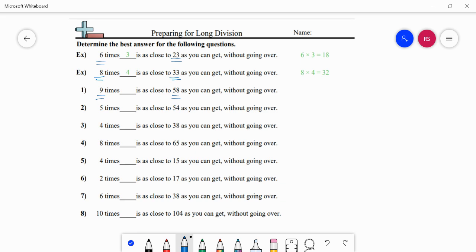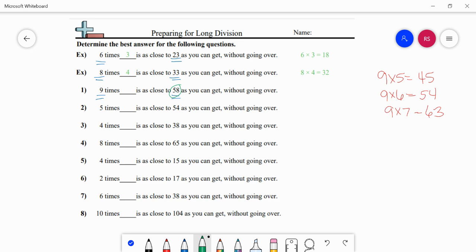58 is a larger number, so maybe I'll start with 9 times 5, because 9 times 5 I know is 45. It's close to 58, but let's see if we can get closer. How about 9 times 6? 9 times 6 is 54. Even closer. All right, let's try 9 times 7. 9 times 7 is 63. Too big. We are just trying to get as close as we can to this number 58 without going over.